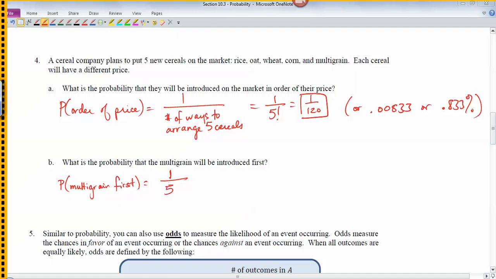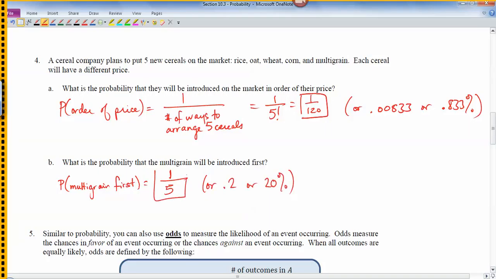I think I had just said the probability of the multigrain being first was 1/5, because there are 5 total things you could introduce first, but only one of them is multigrain. Or you could convert it to 0.2 or 20%.